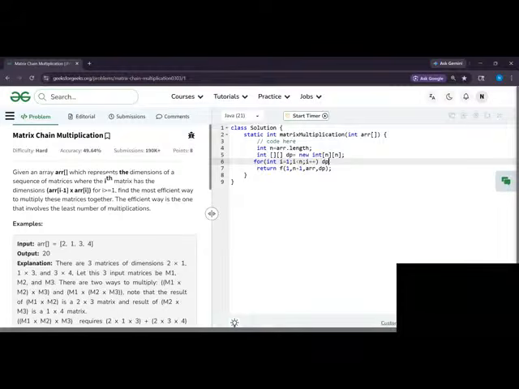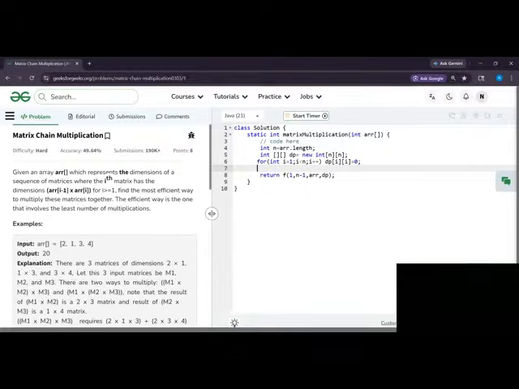I plus plus, dp of i, i equal to j, not equal to 0. We have finished the base case. After finishing the base case, now we'll try to fill the remaining table. Here for the remaining table, I am taking for int len equal to 2, len less than n, len plus plus. I will explain why I took it this way.